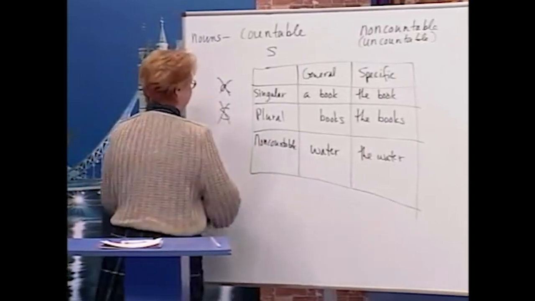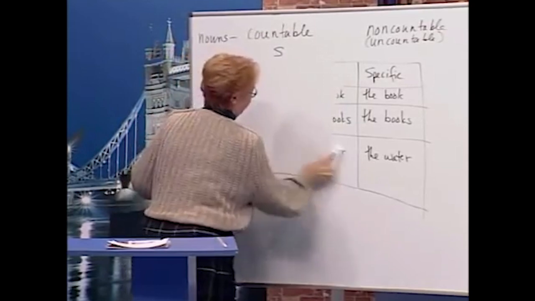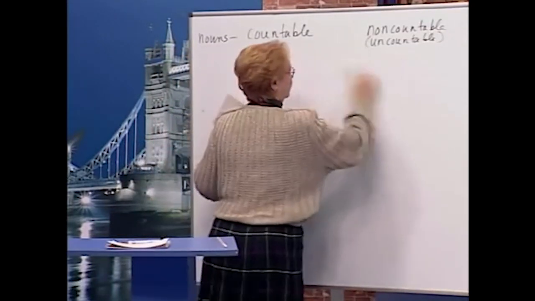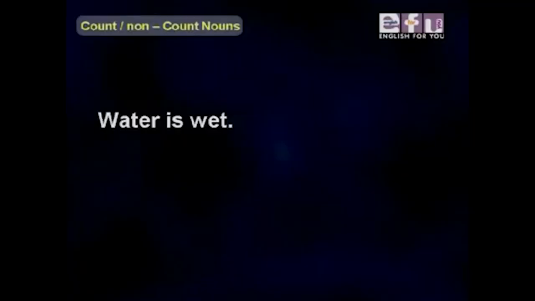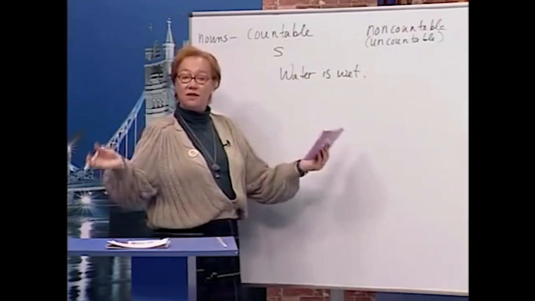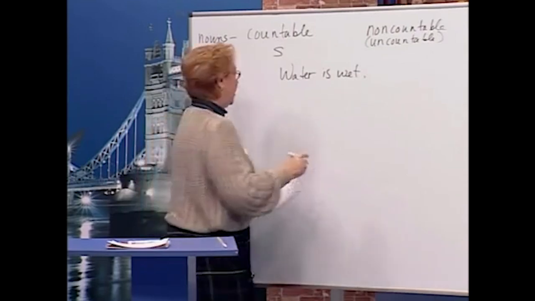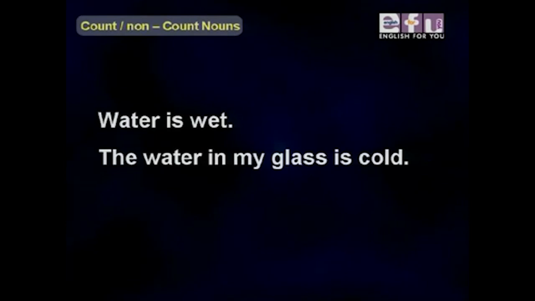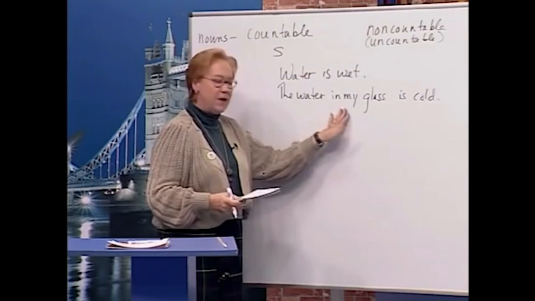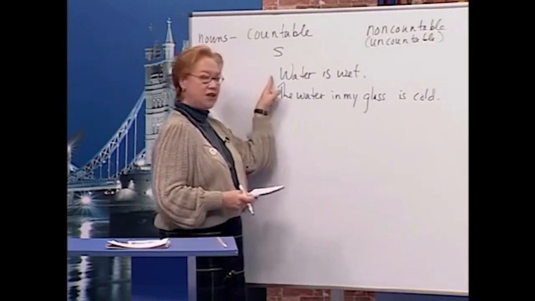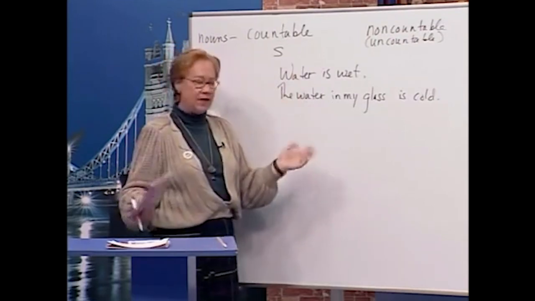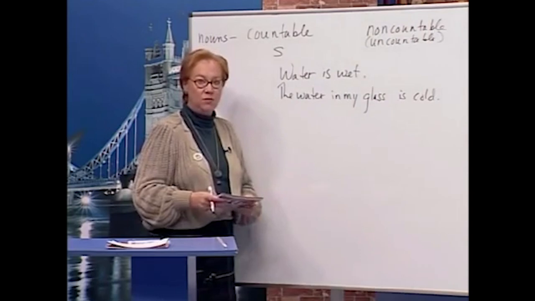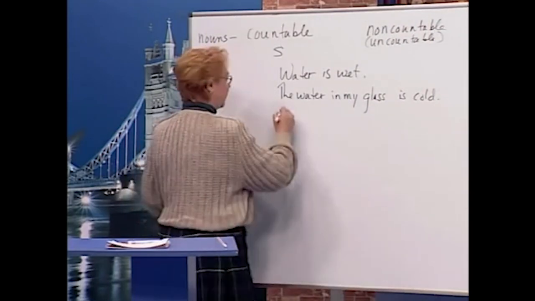Now let me give you some examples to help you understand this. We can say water is wet. This is general. The water in my glass is cold. So this is general, this is specific. Water is wet. The water in my glass is cold. There's one example.